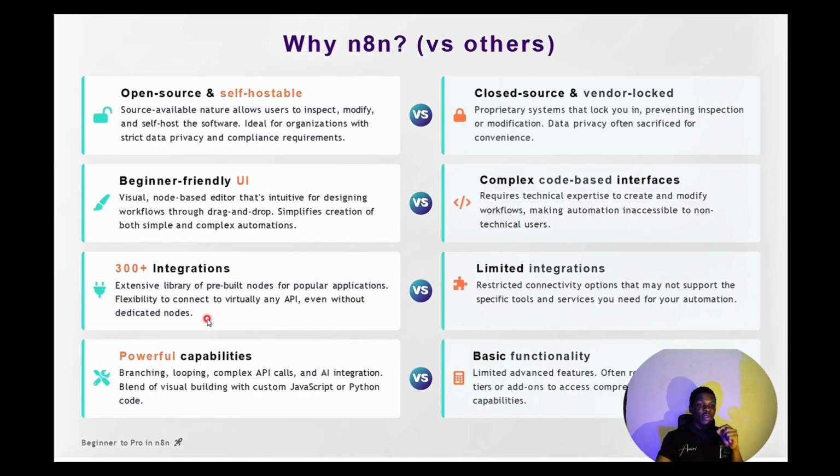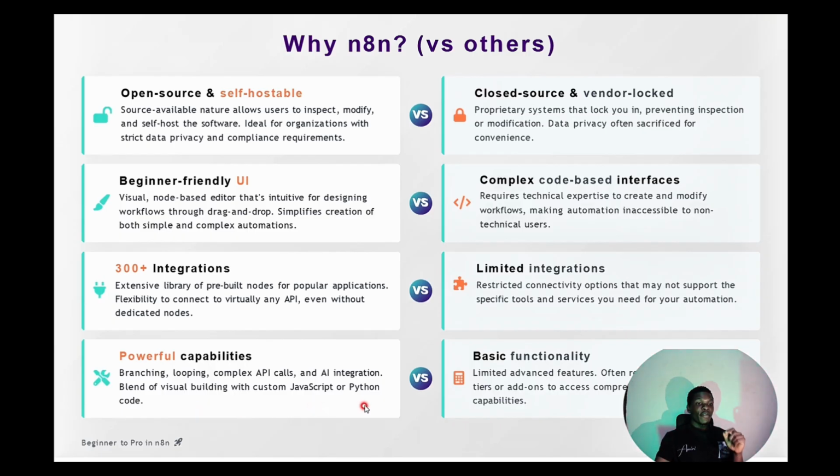In n8n, we have 300 plus integrations. We have an extensive library of pre-built nodes for popular applications, and the flexibility to connect to virtually any API, even without dedicated nodes. So n8n makes it possible to connect to any application or platform of your choice. That's where most of n8n's power comes in. There is no limit to what you can do with n8n. In other platforms, we have limited integrations, restricted connectivity options that may not support the specific tools and services you need for your automation.